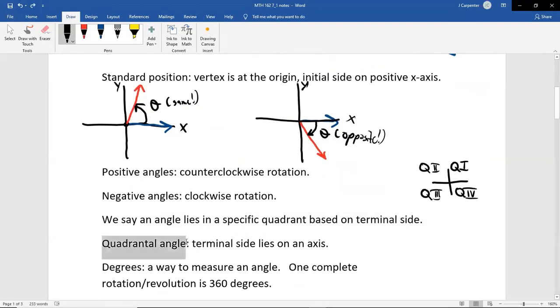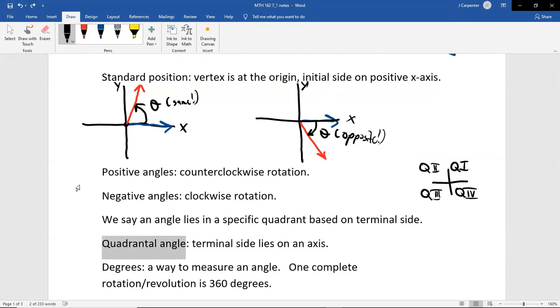This is something that we'll discuss constantly throughout the semester. What is a quadrantal angle? Well, a quadrantal angle means that the terminal side lies on an axis. It could be the x-axis or the y-axis. It could be the positive or the negative of said axis.